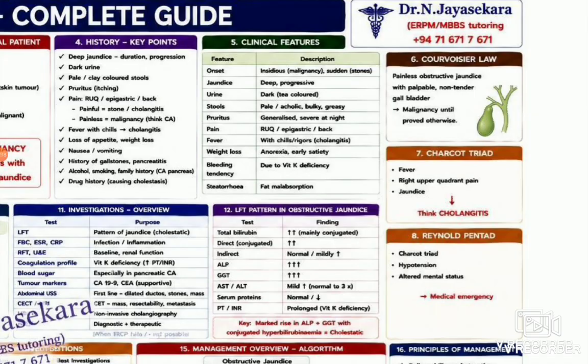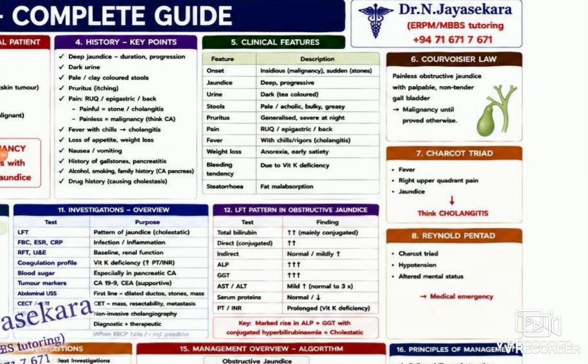Courvoisier's law. Now let's understand Courvoisier's law logically. Gallstones usually cause repeated inflammation over many years, so the gallbladder becomes fibrosed and contracted. But in malignant obstruction, which develops gradually without repeated inflammation, the bile accumulates slowly, causing gallbladder distension. That is why a palpable non-tender gallbladder with jaundice suggests malignancy until proven otherwise.